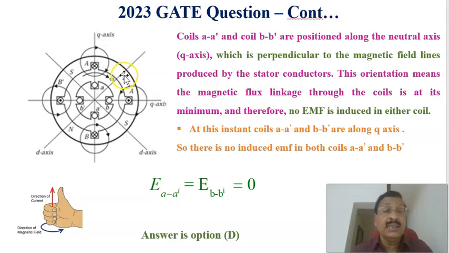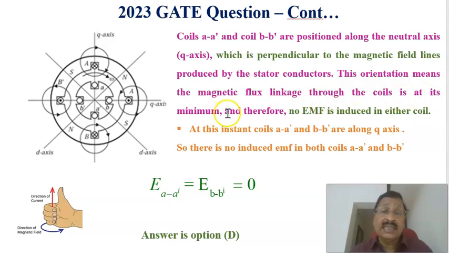Therefore, this represents the north pole, and here also, if you see, the field in this direction represents the south pole of the stator. So, north pole of the stator and south pole of the stator. The axis perpendicular to that axis is called the q axis, and this is the direct axis, the d axis. The q axis is perpendicular to the magnetic field axis produced by the stator conductors, and this orientation means the magnetic flux linkage through this coil is at its minimum.